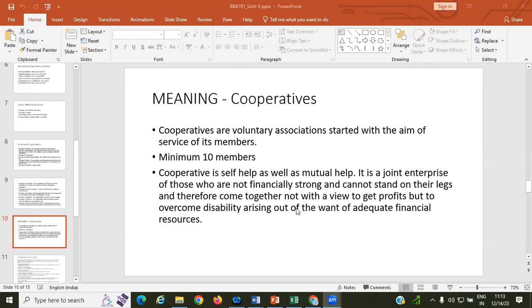So remember the meaning of the cooperative society, and from that you will understand the concept, and you can derive the advantages, disadvantages, and the principles, all from the meaning of cooperative society. These two, three sentences are important.